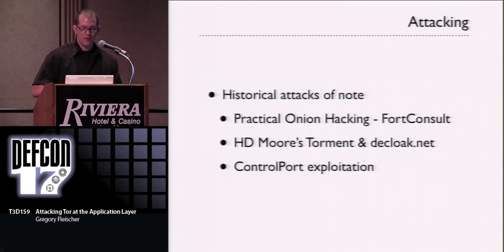So let's talk about active attacking of Tor clients. So here are some historical attacks of note. The first was a white paper put out by Ford Consult called Practical Onion Hacking. And they went through and they really, in my opinion, for the first time, proved out the fact that by generating active malicious content at exit nodes, you could work to unmask people.